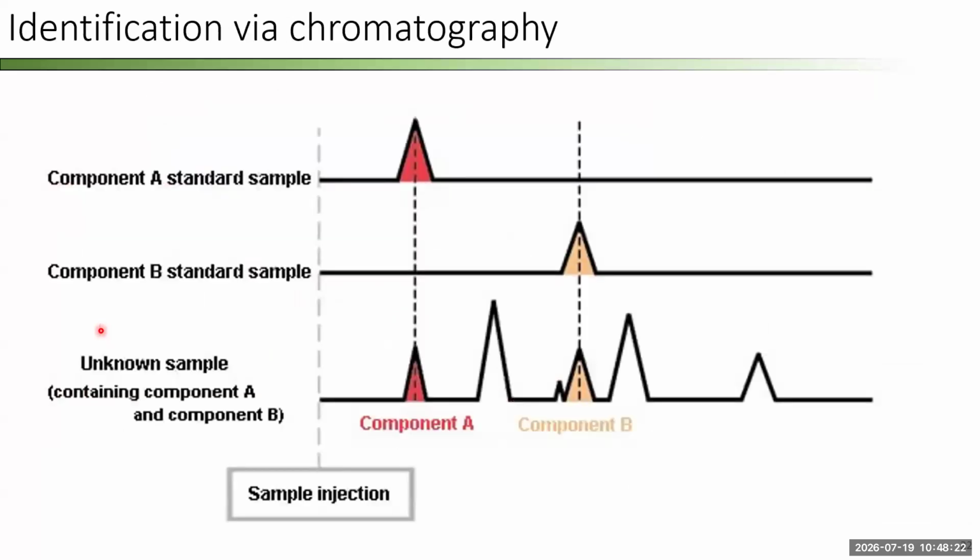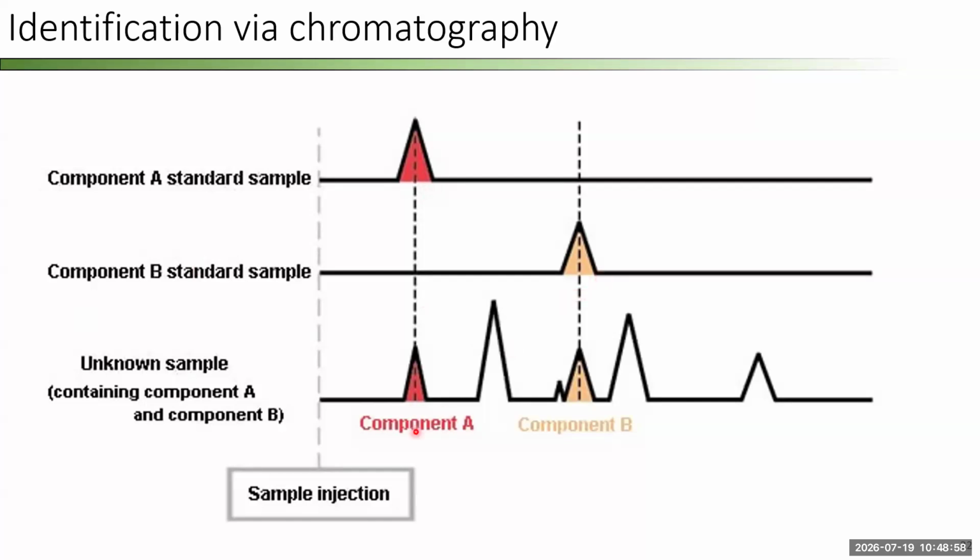So we can do both identification and quantification in chromatography. In this case, we take a standard sample and we run the standard sample through our chromatograph at whatever conditions we want to run the detection at. So here's component A in the standard. We see it come through. We have component B standard sample. We see the time it comes through, being run exactly the same program.